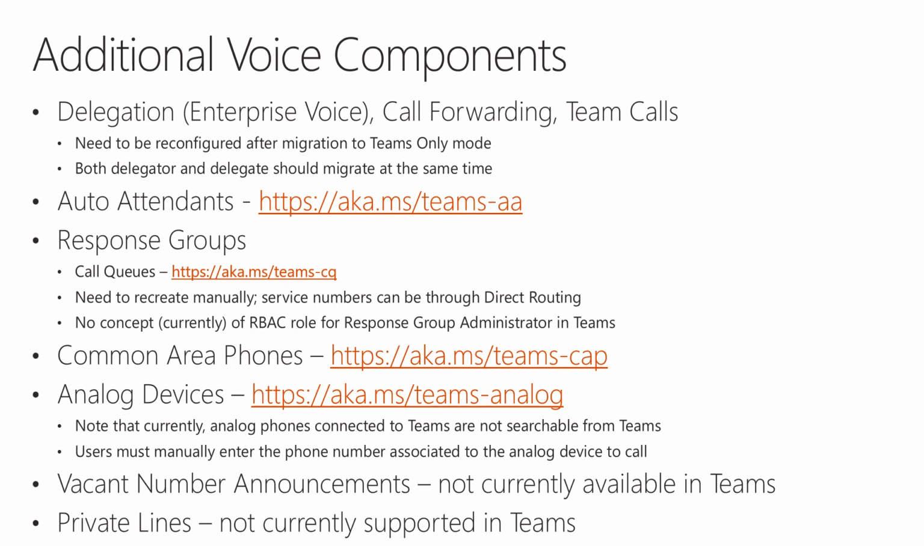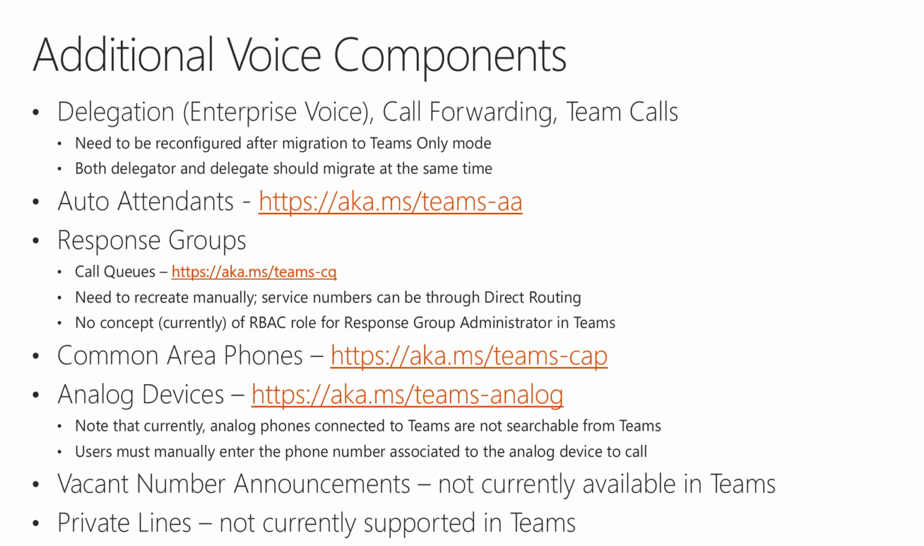When you configure analog devices connected to direct routing in Teams, all of that routing logic and configuration is really handled through the SBCs themselves. Analog phones that are connected to Teams in this way aren't searchable from Teams. So you're not going to have a contact object that represents this, be able to find it and click to call it currently. So if a user wants to call the analog device, they're going to have to manually enter the phone number that's associated with that analog device to be able to call it.